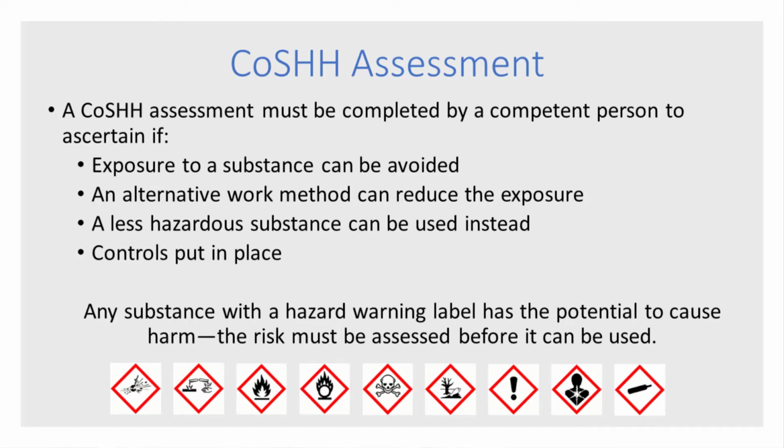So when we refer to a COSHH assessment, it's the exposure to a substance that we're trying to avoid. There may be alternative work methods that can be used to reduce the exposure, or it may be that we can replace the substance with something else that is less harmful. Often companies use the same substances because they are the ones they have always used, but maybe they can source alternatives by contacting the supplier of this material.